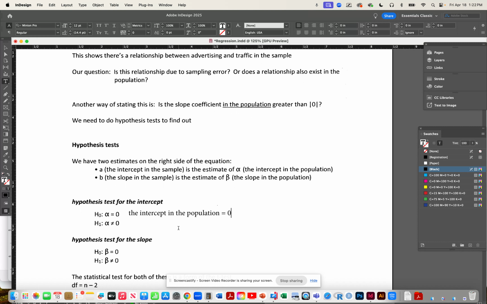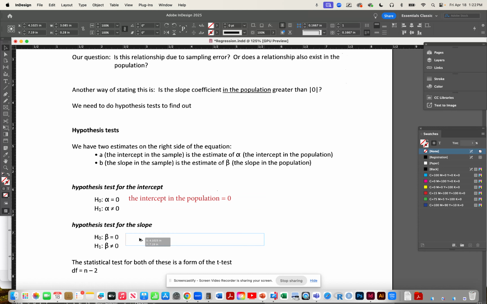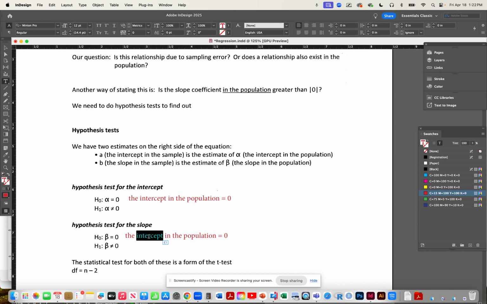And then the other hypothesis test involves looking at the slope, whether beta equals 0 or the alternative is that it's not. So the slope in the population equals 0. And the statistical test for both of these is a form of the t-test, and the degrees of freedom is n minus 2. And we'll save that for the next video.